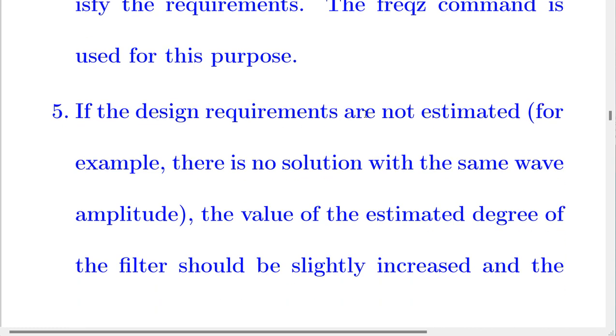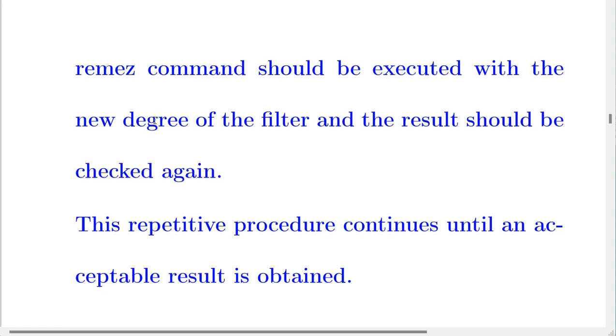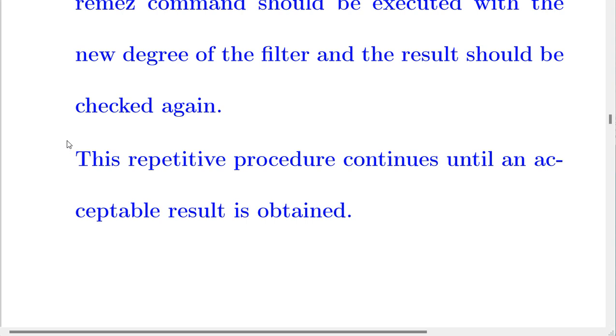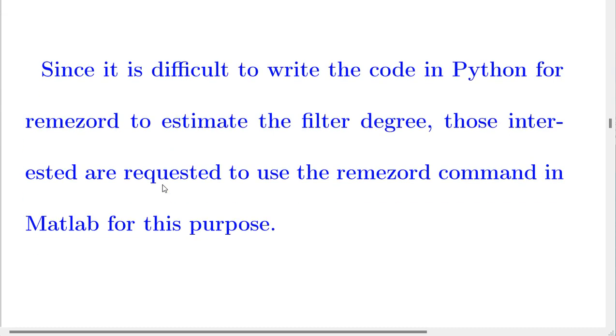If the design requirements are not satisfied, for example, if there is no solution with equal ripple amplitude, the value of the estimated degree of the filter should be slightly, not sharply, increased, and the Remez command should be executed with the new degree of the filter, and the result should be checked again. This is an iterative procedure. This repetitive procedure continues until an acceptable result is obtained. It's a technique. It's a programming style.